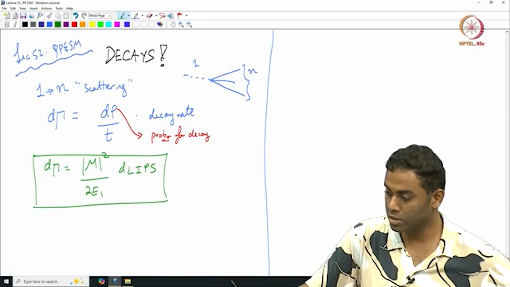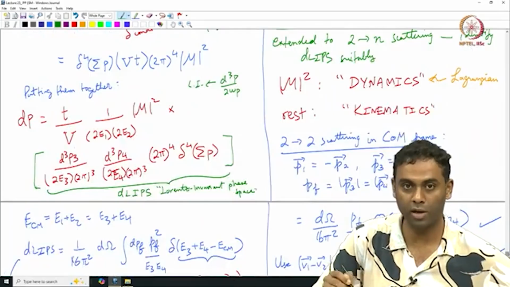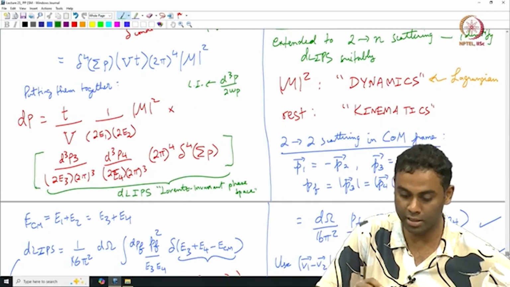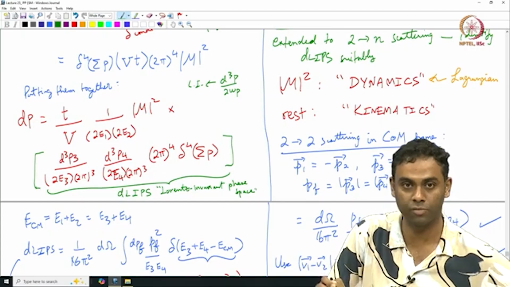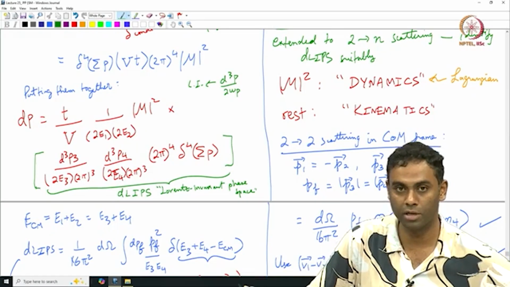So dΦ is once again, you would take the final state, however many particles you have in the final state. If you have 2 particles in the final state, this is exactly what dΦ is, the Lorentz invariant phase space. You will have a P2 and a P3 in this case. That's how you would label it.